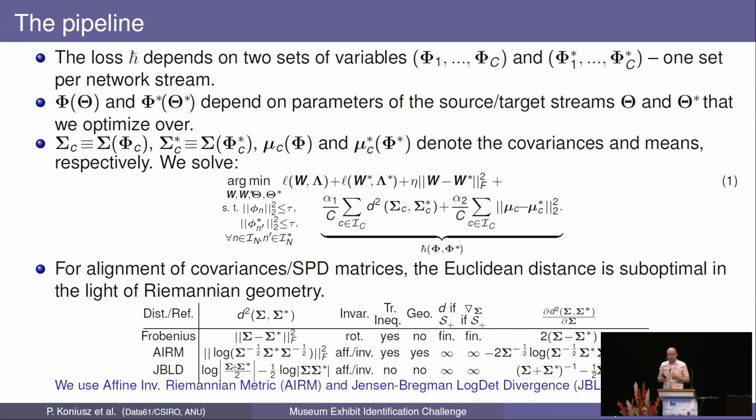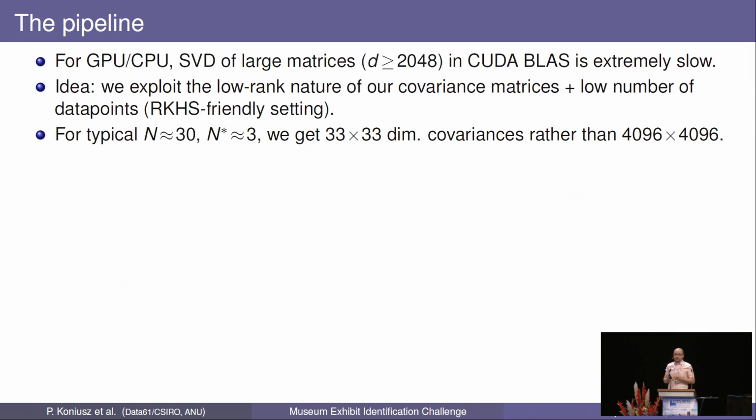So we investigated affine invariant Riemannian metric, as well as Jensen-Bregman LogDet divergence here. And the problem with these distances is that it's very hard to backpropagate through them because they require backpropagation through SVD. Typically, SVD is pretty costly for high-dimensional matrices. So the idea here is to exploit the low-rank nature of our covariance matrices and the fact that we have a low number of data points per class. So for the typical n and n star being in total 33 samples, we obtain very small covariance matrices, and it's much easier to backpropagate through this.